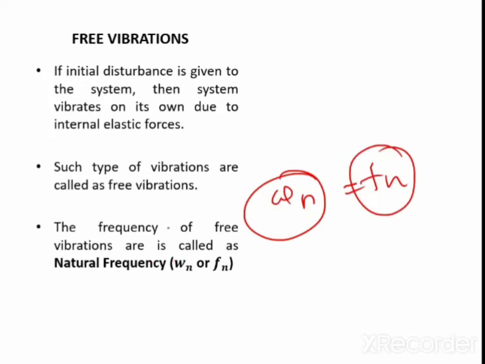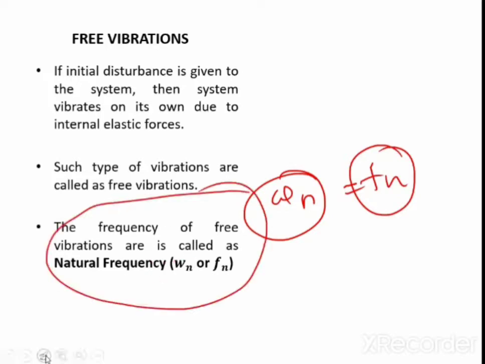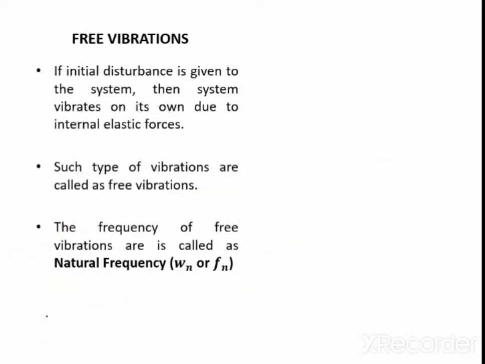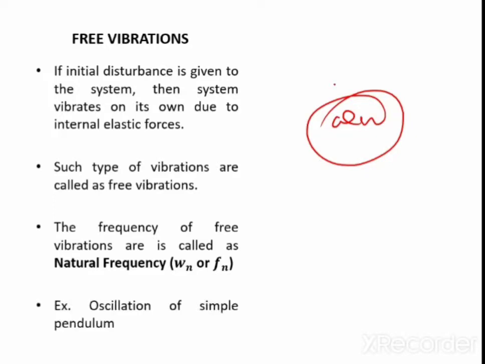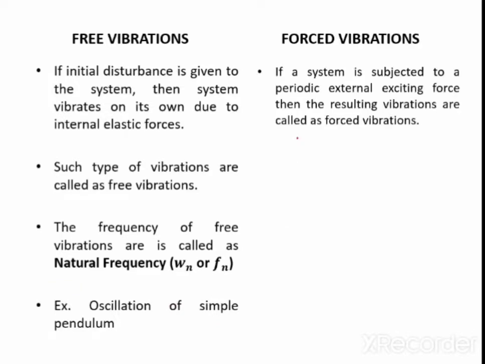So how do you define the natural frequency? The frequency of free vibration means what? When the system is initially displaced and starts vibrating, the corresponding frequency is nothing but the natural frequency. Okay, so it is denoted by omega n. Is it clear? Yes, tell me, have you understood this or not? Okay, so the example is the oscillation of a simple pendulum, or even a spring mass system. I will just explain this last point, what is forced vibration, and then we will stop.